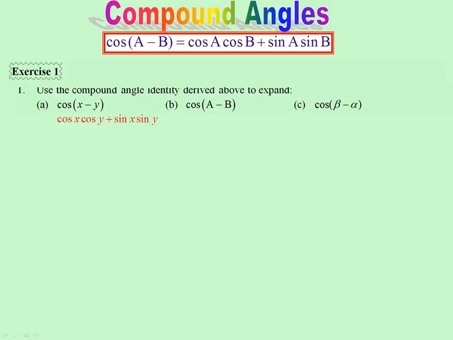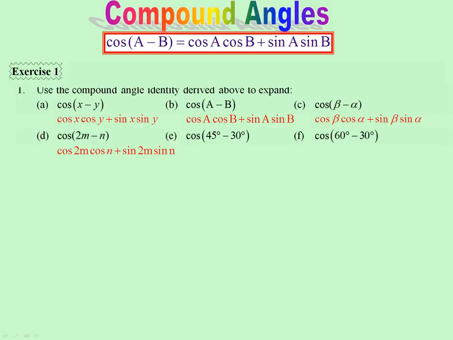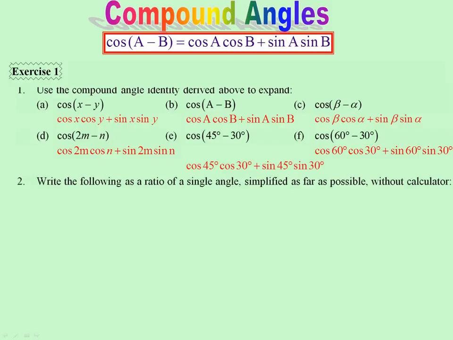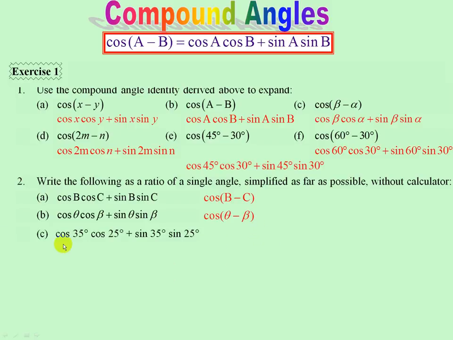Cos of x minus y, formula. Bit of a space problem there. Right as a ratio of a single angle. So we're now recognizing the cos plus sine pattern. Oh, cos of b minus c. Cos plus sine, cos of theta minus beta. Cos plus sine, oh, cos of 35 minus 25. Give you cos of 10. Cos plus sine, give you cos of 80 minus 10, cos of 70.